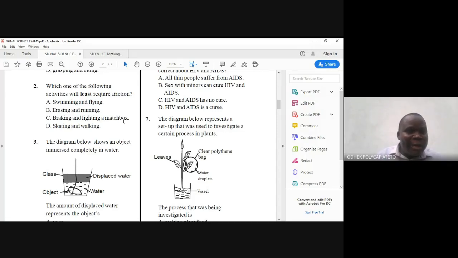So when you read a question like this one, Michelle, which one of the following activities will least require friction, the first thing I need to know is what is the meaning of the word least? The word least means that friction will be needed, but in a minimal way. In fact, sometimes we don't even need it. That is the main thing. So in other words, what are we being asked? Where do we not need friction?